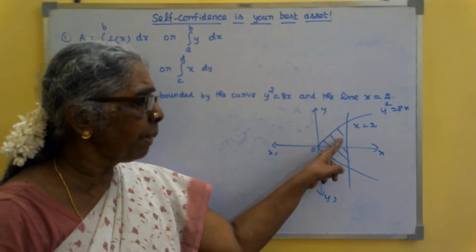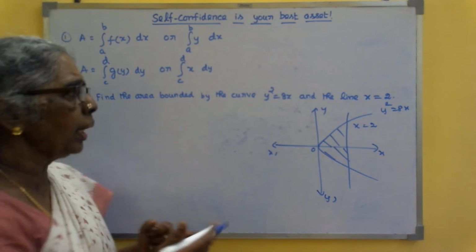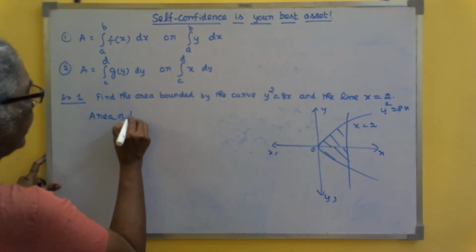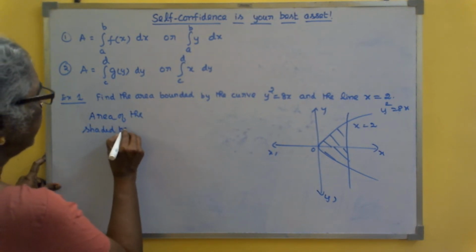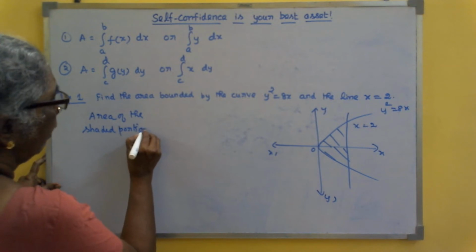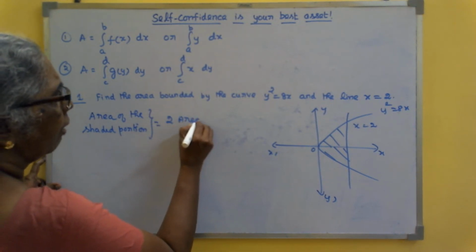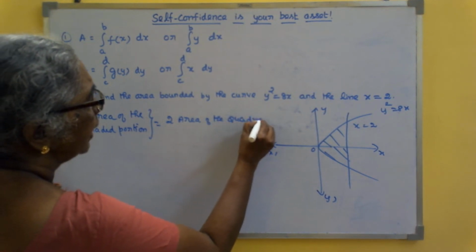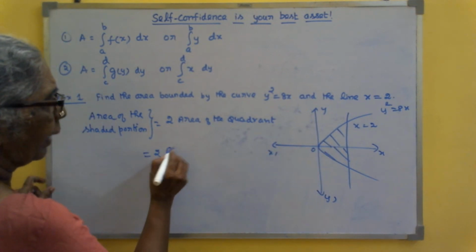So the area above the x-axis will be equal to the area below the x-axis. So now I can write the area of the shaded portion. Okay, that is what we want to find. Area of the shaded portion will be twice the area of the first quadrant, correct? Because both are the same. So I can write twice the integral.